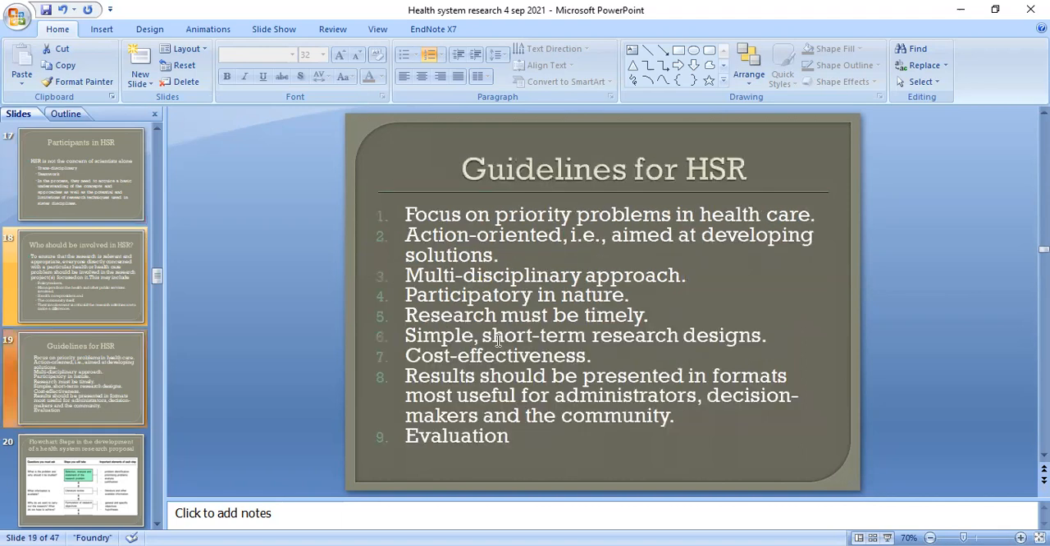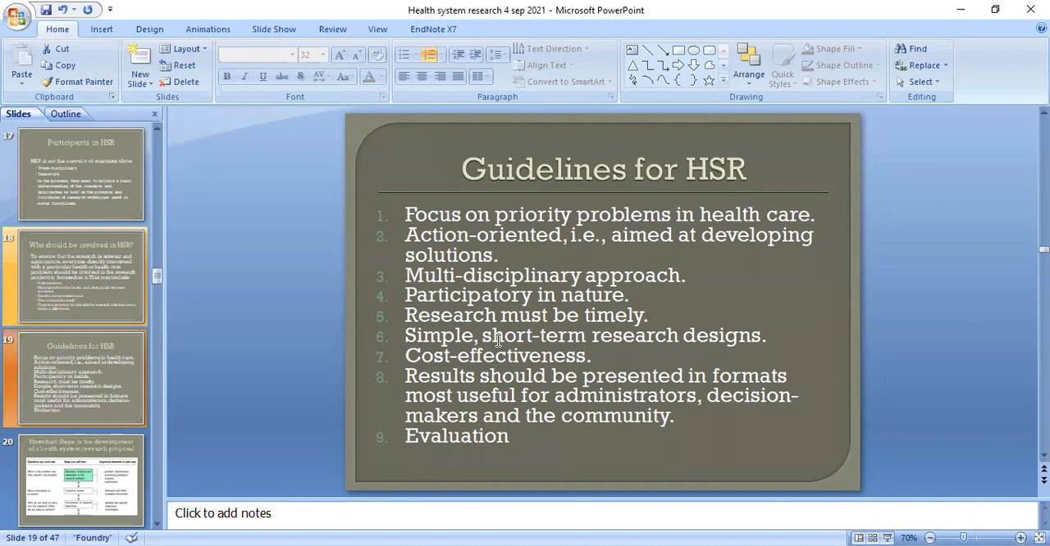Now, the guidelines for health system research. Health system research has to focus on priority problems in the health area, that is, which health problem is more serious and has to be addressed earlier. It should be action oriented, i.e. aimed at developing solutions. It is a multidisciplinary approach. It is participatory in nature. It involves multiple participants. Research must be timely. The outcomes should be timely so that the problems can be addressed earlier.